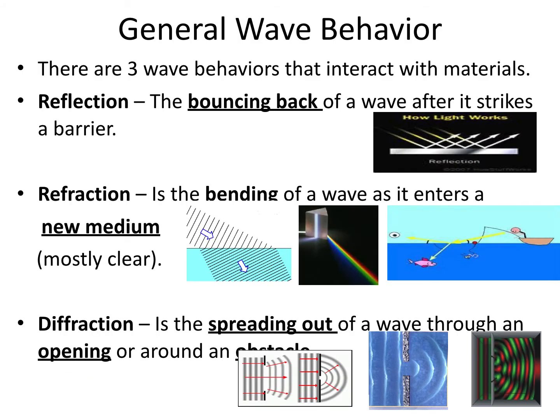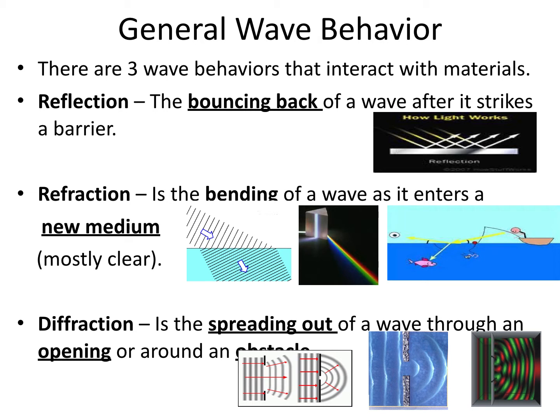First, we're going to talk about some general wave behaviors. There are 3 wave behaviors that interact with materials, and some of these are ones you've experienced before in your life. The first of which is reflection. Reflection is the bouncing back of a wave after it strikes a barrier. Light reflects, sound reflects. Sound reflecting is called an echo. We talk about reflection here because we'll get into how we see color later in the notes.